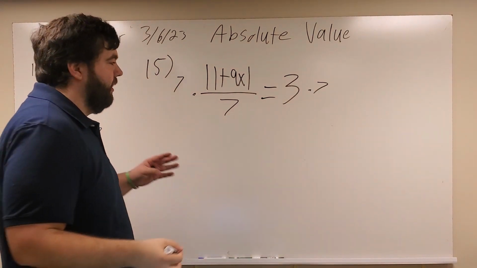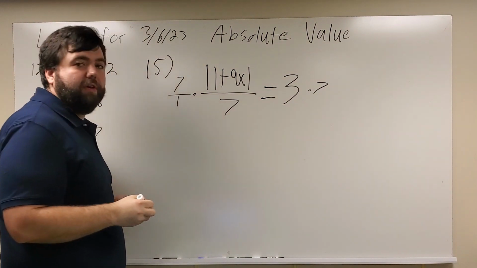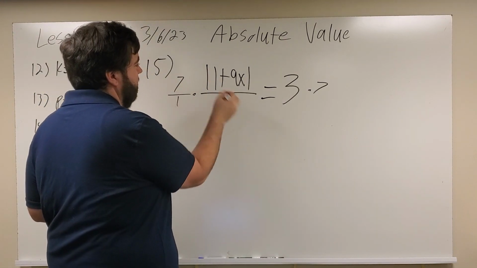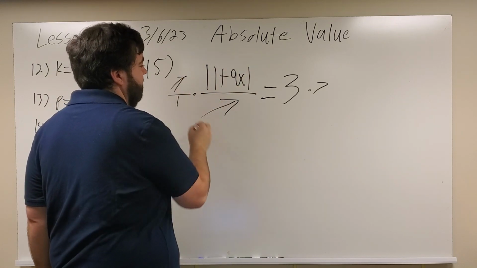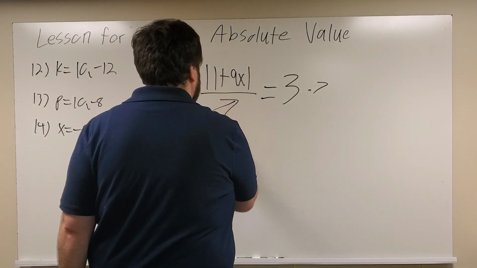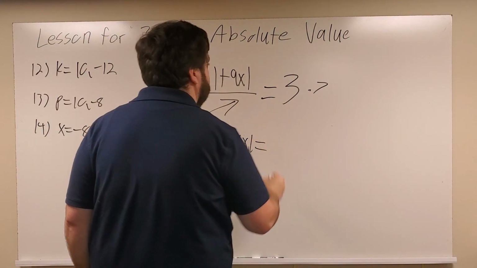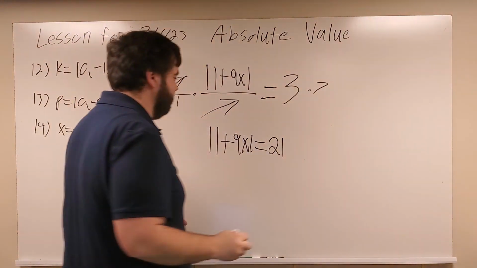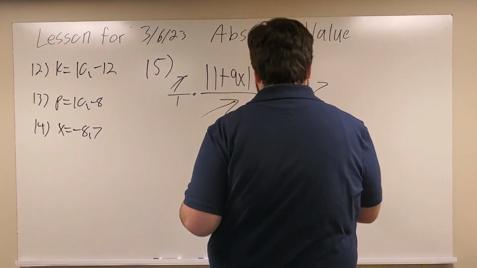And the reason that works is 7 is really 7 over 1. And when we multiply fractions, we multiply straight across. So we get 7 times the absolute value of that over 7. Your 7's cancel, and you're left with just the absolute value of 1 plus 9x is equal to, and then we have 3 times 7, which is 21. We successfully have isolated. Now we are going to split.